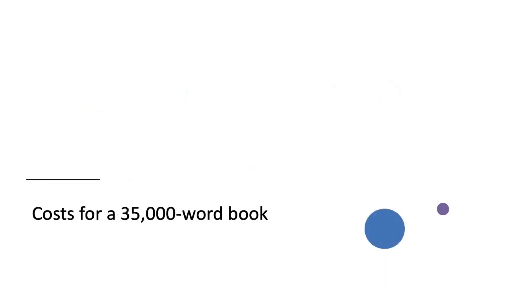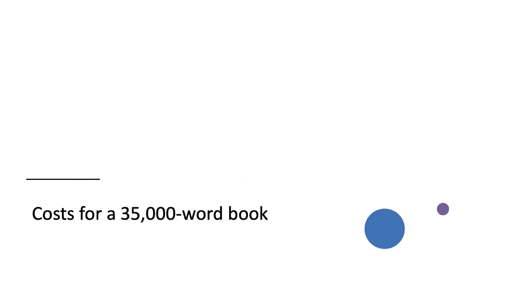Now, as I mentioned before, one of the first things people obviously want to know about with a new project is how much is it going to cost. So for a 35,000 word book, most of the books we work on are 30 to 40,000 words, sometimes 50,000 words, but 30 to 40,000 is a really good target length for a book in this kind of area. So these are estimated costs for a 35,000 word book.